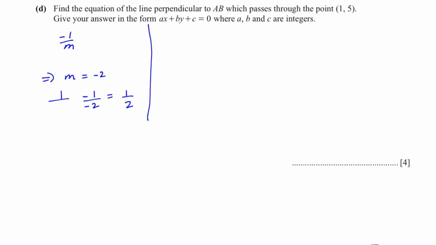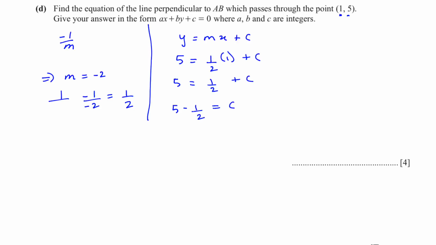And we are going to substitute x and y. So y is equal to mx plus c, where y is 5, m is 1 over 2, x is 1, plus c. The same thing, we first have to find c. 5 minus half is our c. 9 over 2 is c. Your equation is y is equal to half x plus 9 over 2.